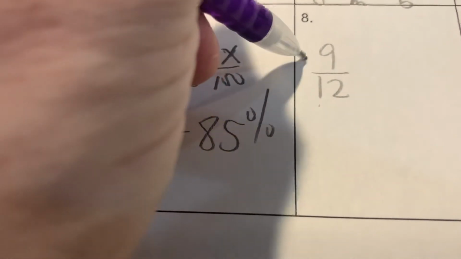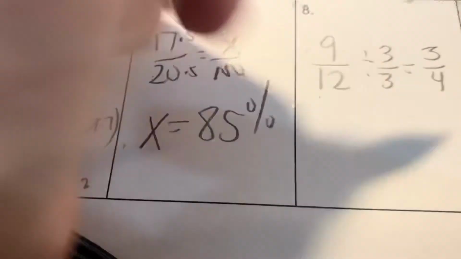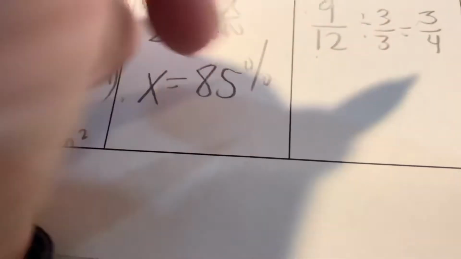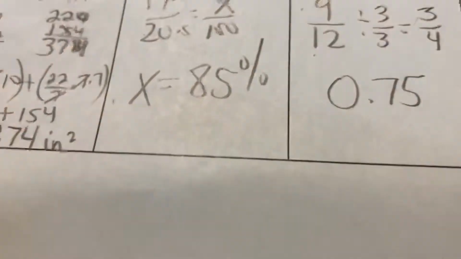The next one, simplify 9/12. You could actually put it in decimal, but I would simplify it. And you see that you get 3/4. This is a benchmark fraction you should have memorized. 3/4 of a dollar, 75 hundredths.